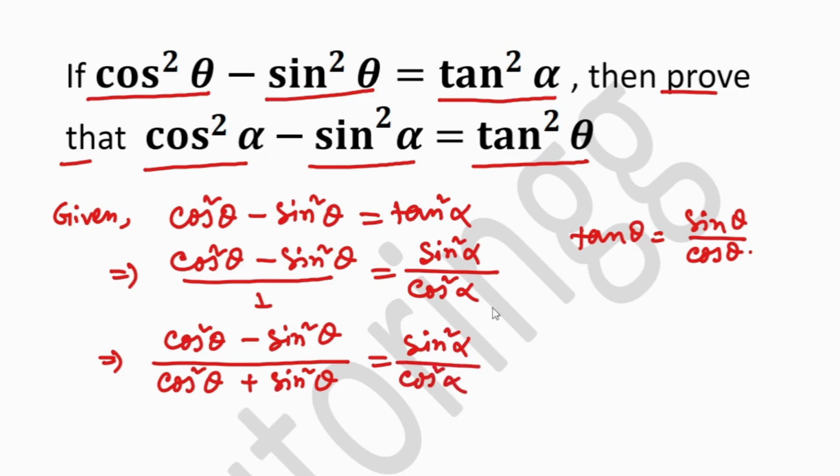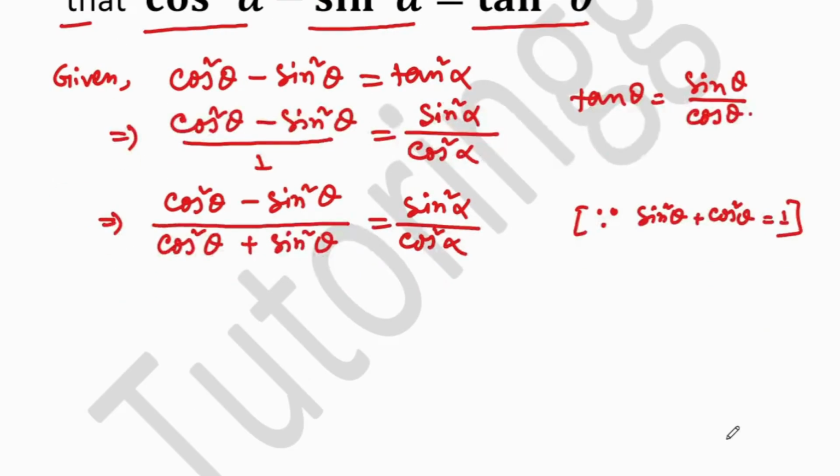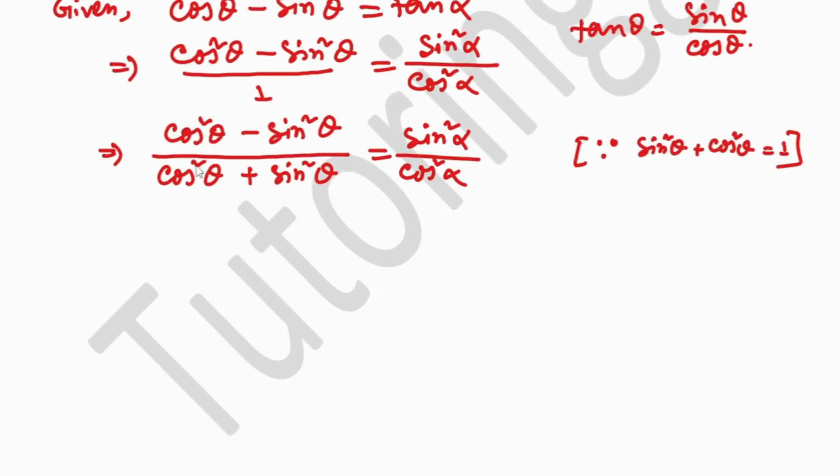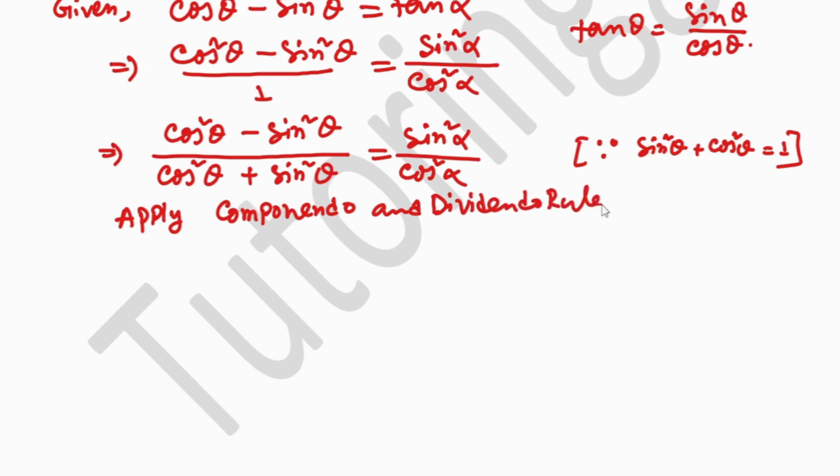Here we apply the identity. What is the identity? Since sin square theta plus cos square theta is equal to 1. So, come to the next step. Now applying the componendo and dividendo rule. First, remember the componendo dividendo rule.